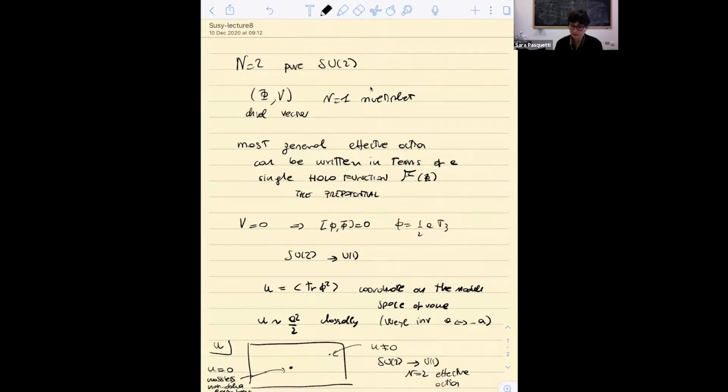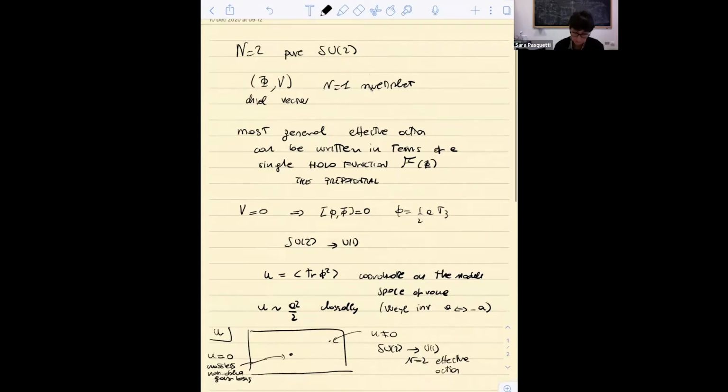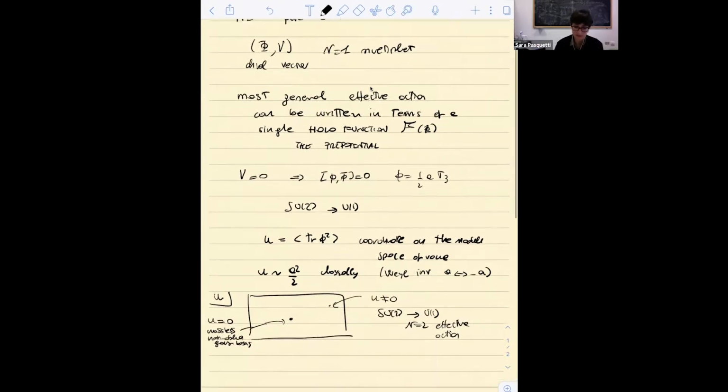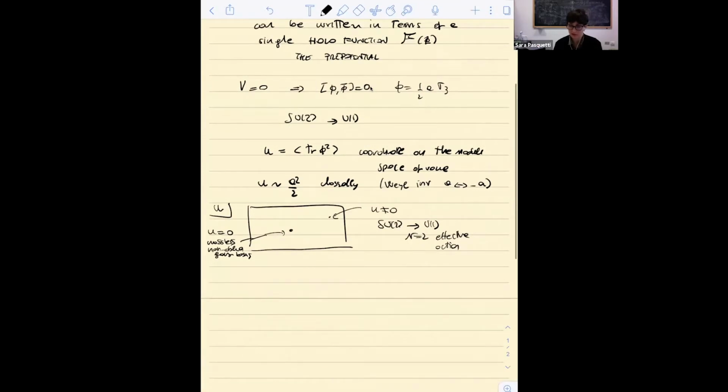So the picture that we might have in mind at the classical level is that there is a singularity in the moduli space at u equal to 0, which is where I'm not undergoing this Higgsing of the gauge group triggered by the VEV. As we are going to see, this picture is going to be completely changed at the quantum level.